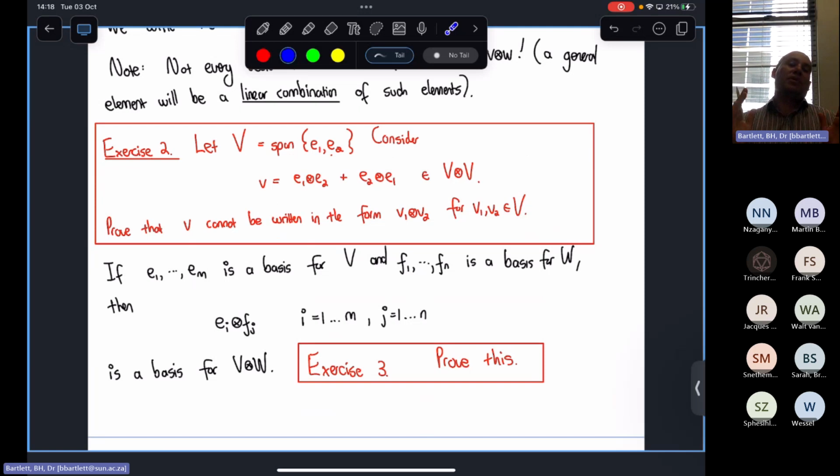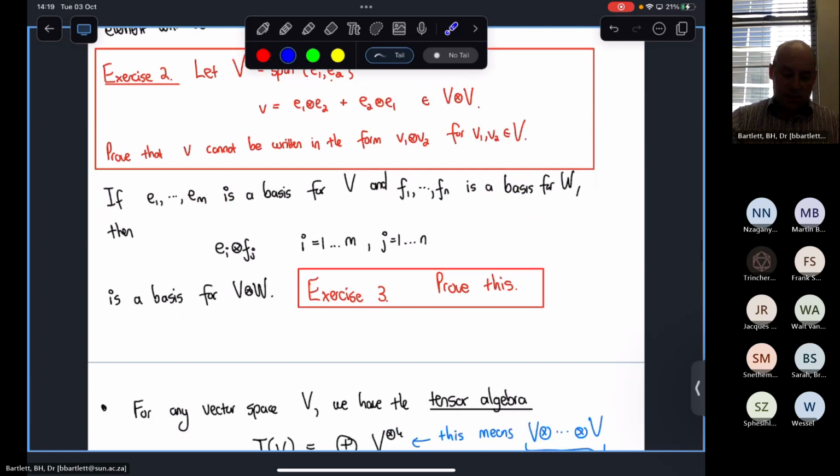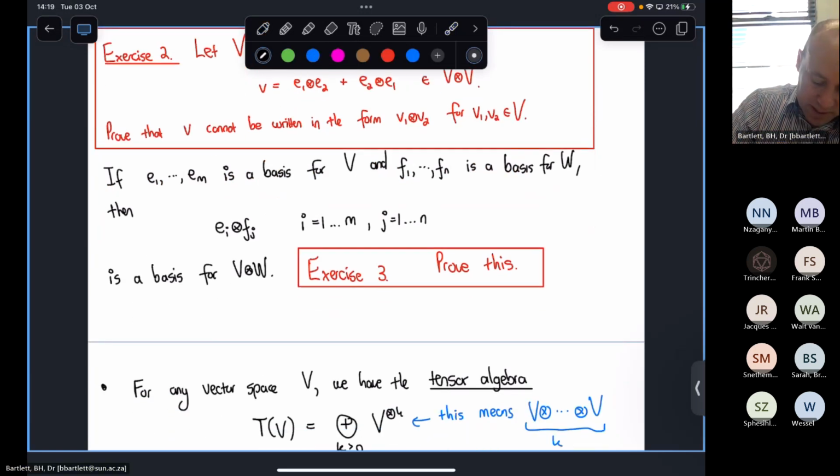Whereas if you do, for example, the Cartesian product of V with W, the dimension of V Cartesian product W is equal to the sum of the dimension of V with the dimension of W. Right, so let me just write that down, just to be clear.